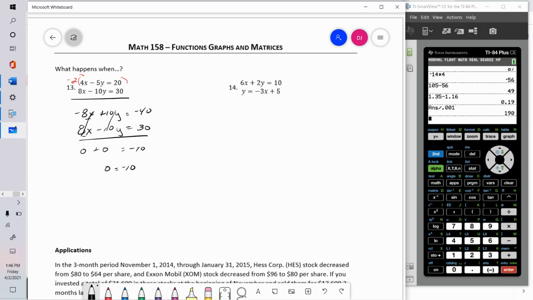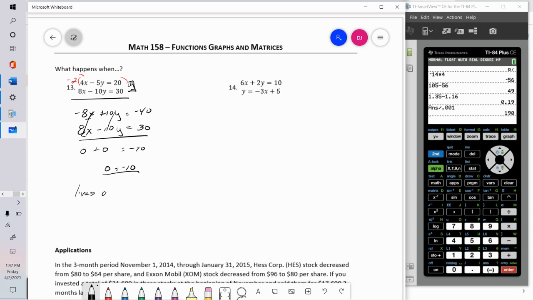It's really interesting to see the different responses that students have here, and they write all kinds of weird things. Keep this in mind. What does the solution to a system represent? Remember that the solution to a system is the point where the two lines intersect. These two lines right here will intersect when 0 equals -10. When does 0 equal -10? Well, okay, never. 0 will never equal -10, which means that these two lines will never intersect.